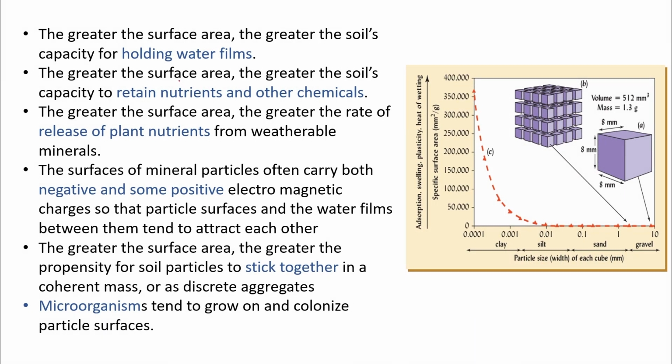Then we can study the importance of specific surface. The greater the surface area, the greater the soil's capacity for holding water. So when surface area increases, water holding capacity increases. Greater surface area, greater the soil's capacity to retain nutrients and other chemicals. Nutrient holding capacity also increases. Greater the surface area, greater the rate of release of plant nutrients from the weatherable minerals. So when minerals weather, they will release plant nutrients.